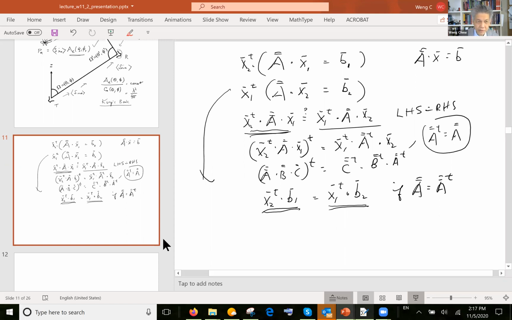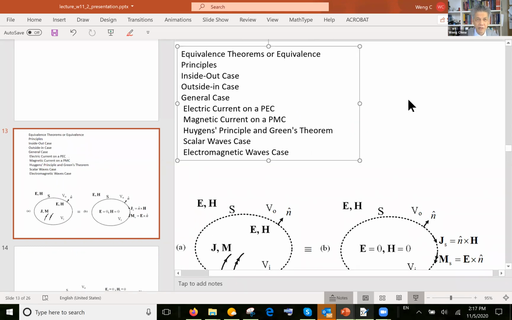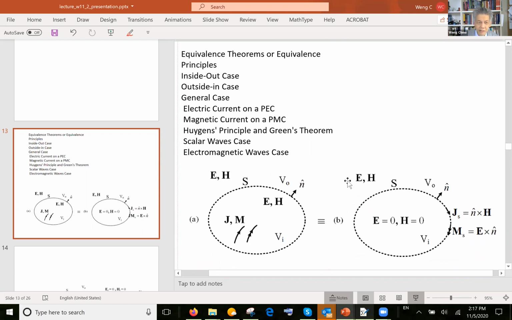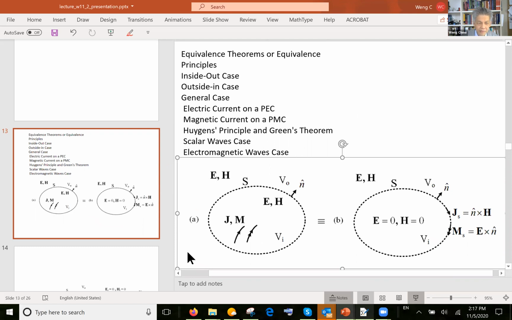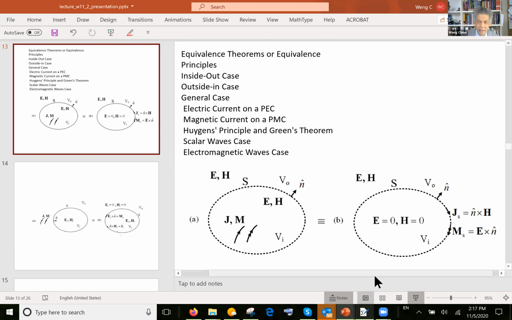I'd like to move on to the equivalence theorem. Okay, I'd like to actually move on to this topic here, talking about the equivalence theorem or equivalence principle, and I'll do different cases: the inside-out case, the outside-in case, the general case, and then if I have the chance, I'll talk about Huygens' principle as well. Okay, so let me look at this case over here, which is actually the inside-out case. So this is the inside-out case.